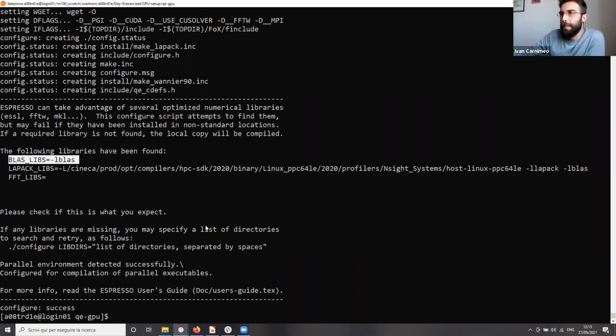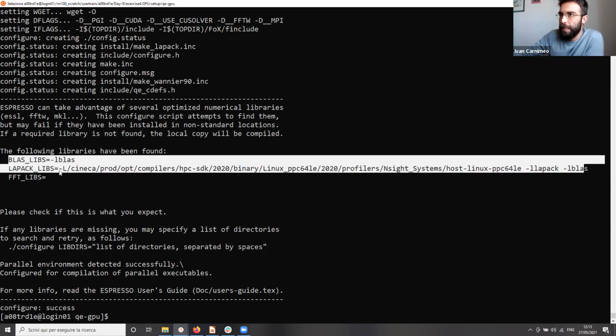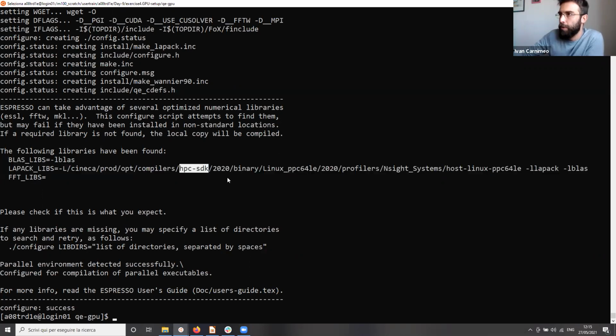So you can see BLAS libs here because, of course, it found the BLAS libs. And here we see again the LAPACK libs, so these two together are for linear algebra. And here we see that these LAPACK libs have been taken from HPC SDK. So we are using internal libraries from NVFortran, which is good because we need the version for GPU, and the GPU version of these libraries is included in NVFortran. So it is good that here we see HPC SDK.